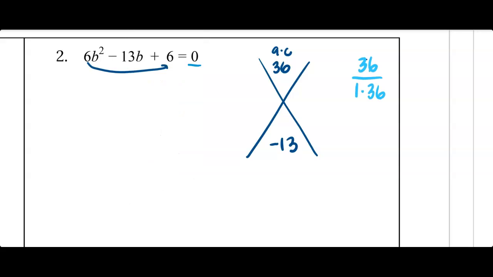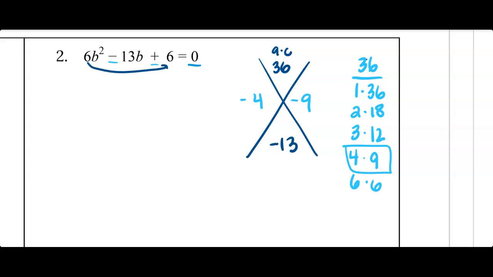So we have 1 and 36, 2 and 18, 3 and 12, 4 and 9, and 6 and 6. Because we have a positive C and a negative 13, that means that we need to add to get to 13. So we know that it's going to be 4 and 9. Since 13 is negative, we know that those signs will be the same.